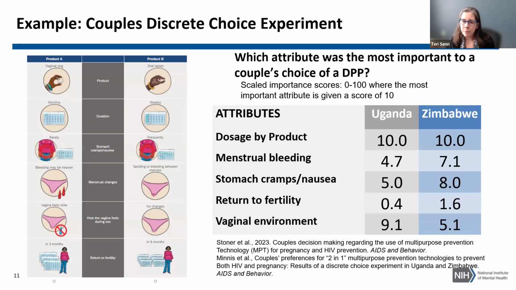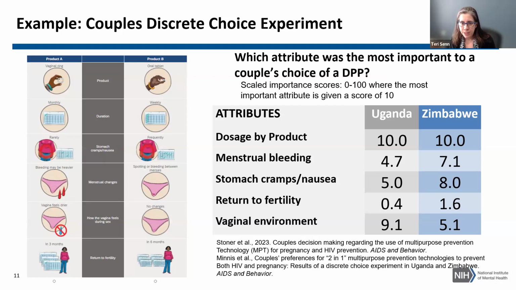And this is believed to mimic real-life decision-making because individuals have to simultaneously consider multiple attributes and the trade-offs that they're willing to make between those attributes, as we do in real-life decision-making. In real life, there's rarely a product that's going to combine all of our most preferred attributes.